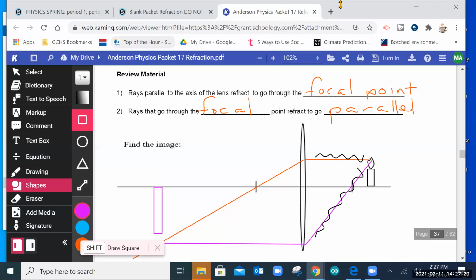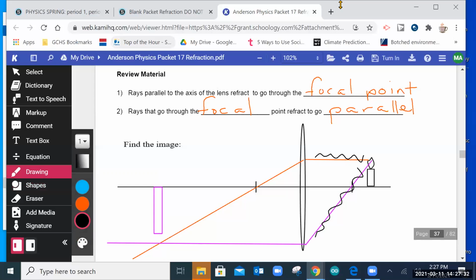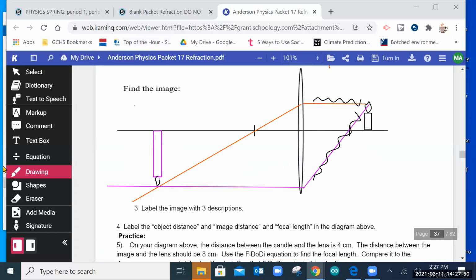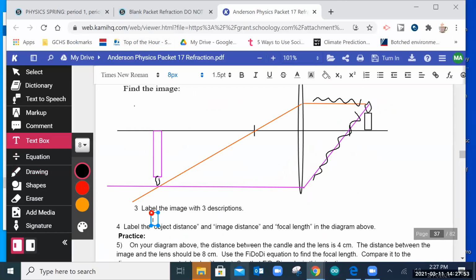Here's the image of our candle. It's going to be upside down. It is magnified. It is real. Okay, label the image in 3 descriptions. As I just said, let's write these down. Oh, let's get it bigger than that. It is a real image because the light rays really truly are passing through that spot. It is inverted, which is a fancy word for upside down. And it is magnified.